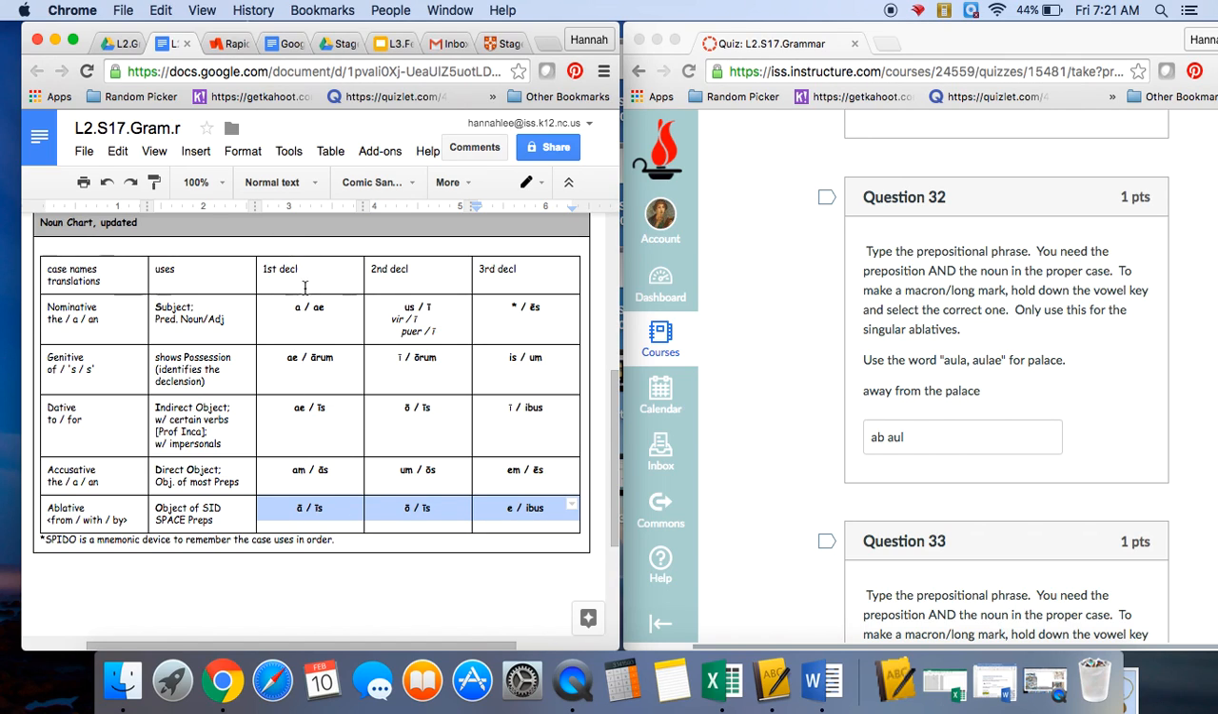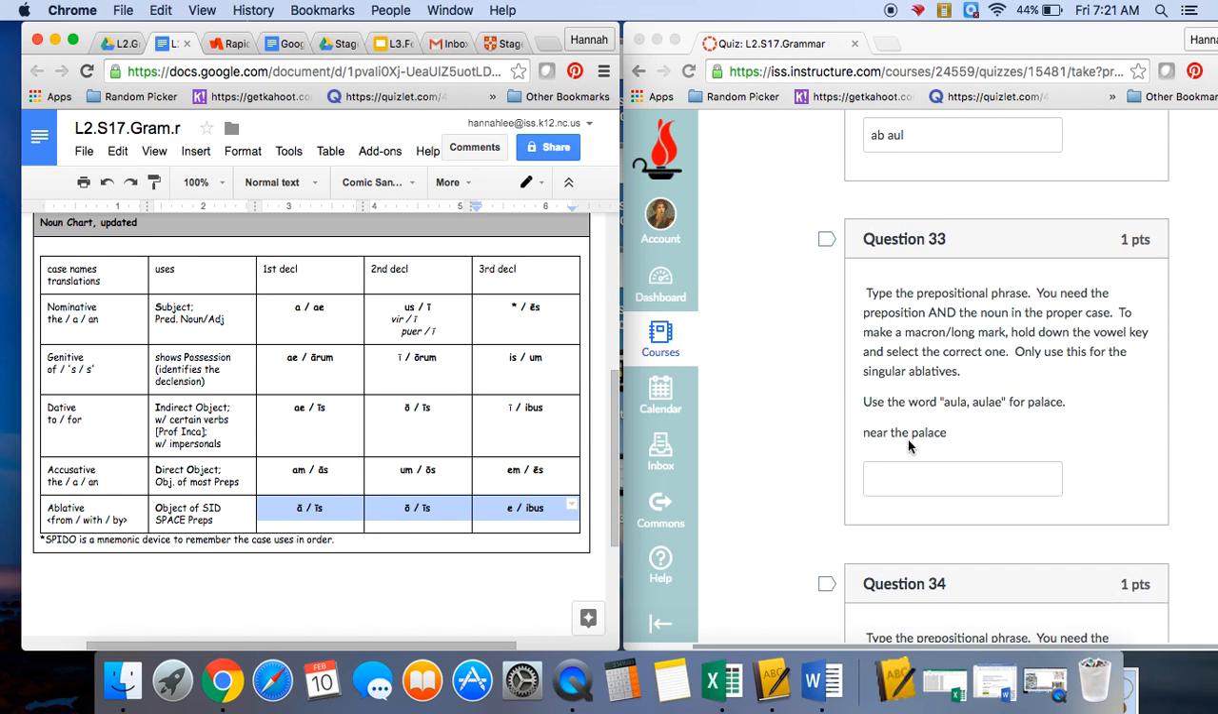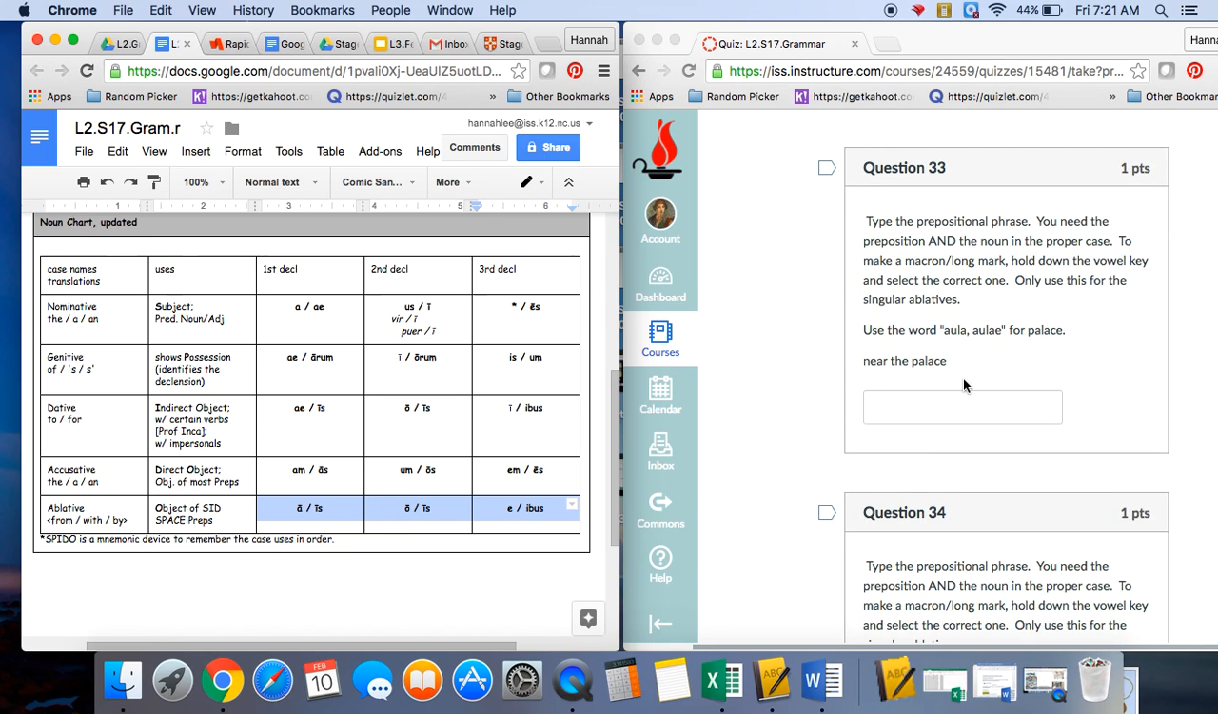And it's just one palace, so we need the singular. Palace is a first declension noun. So you're here in this first column going down, and that means you need a long mark. So put your A long mark there. Number 33, near the palace.